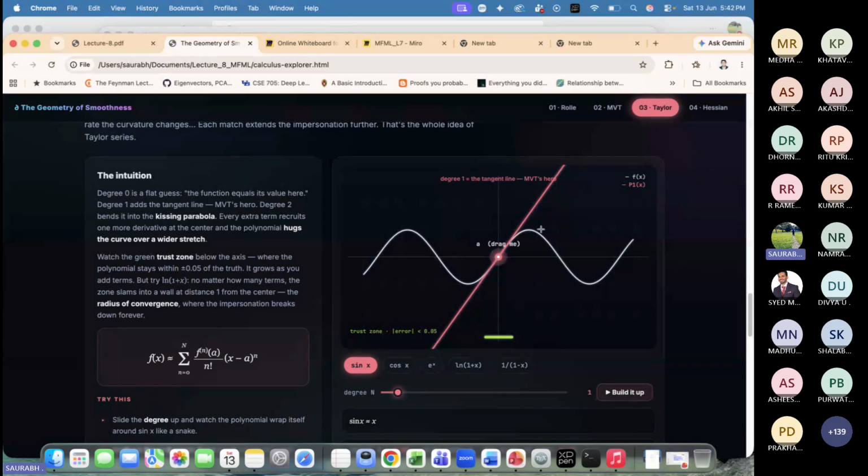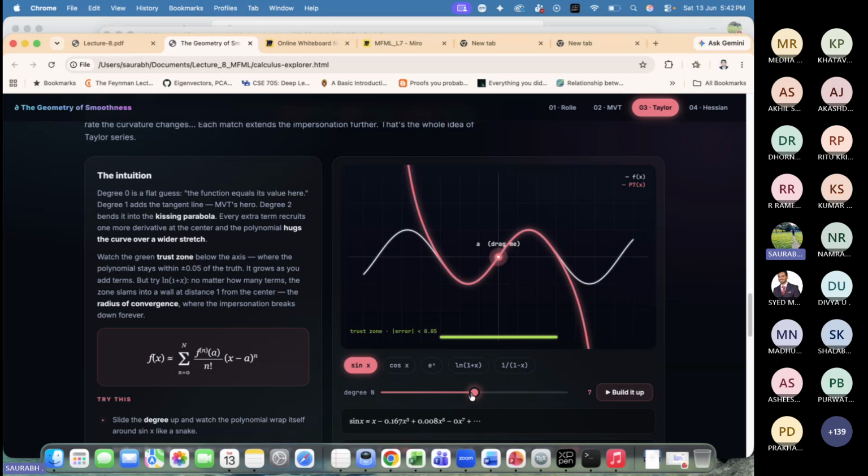If your B is somewhere here, this entire approximation with 2 will not work. Then you'll have to add more degrees, right? 2 degree functions, you will have to add 3 degree functions, 4-degree functions, 5-degree functions. And then if you keep adding more and more, you can approximate the entire sine curve.